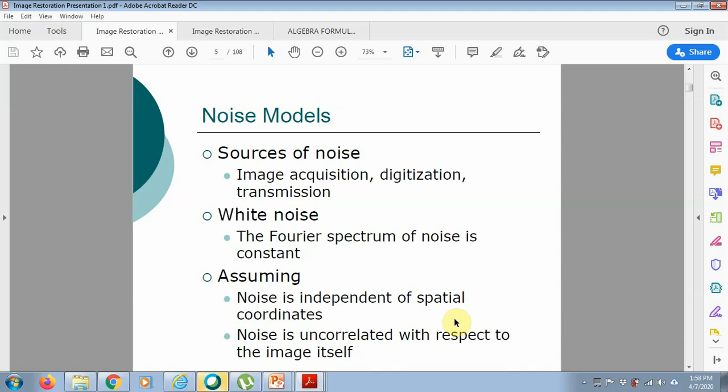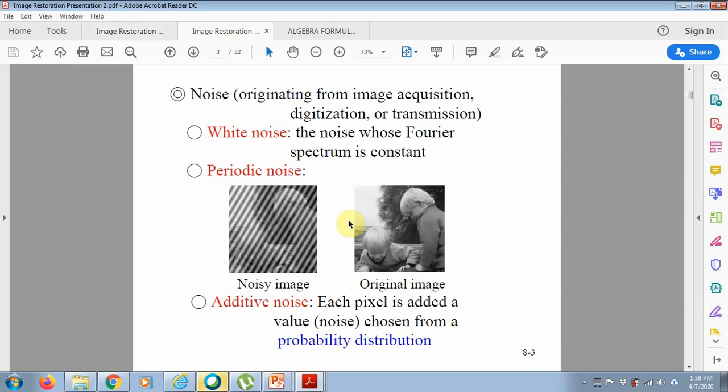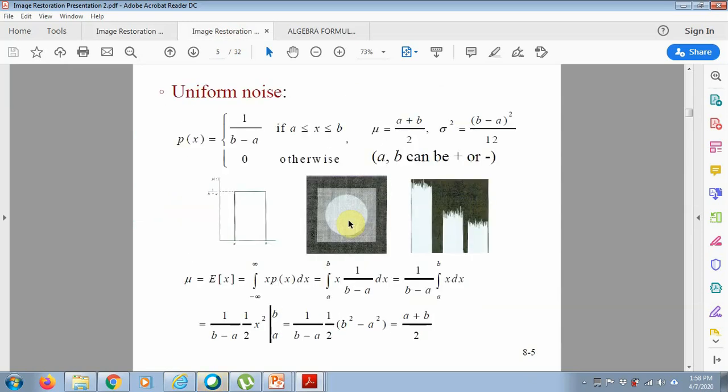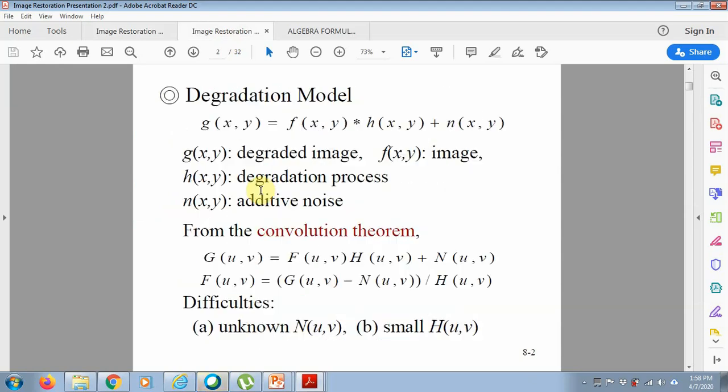Now white noise is nothing but noise that has a uniform Fourier spectrum. What is white noise? If I go to the next presentation, I will show you that. This is nothing but uniform noise, or you can say white noise. It has a uniform amplitude from A to B.